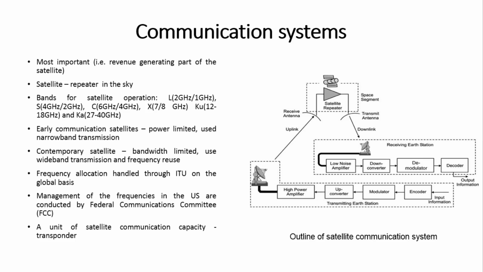In the transmitting earth station there are again different blocks through which the signal is processed and transmitted to the satellite. The input information is encoded and provided to the modulator to modulate the signal. The up converter is used to convert the signal to a higher frequency, and the high power amplifier is used for amplification before transmission to the satellite.